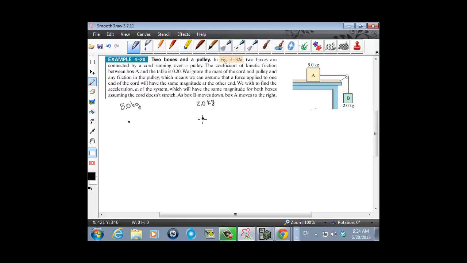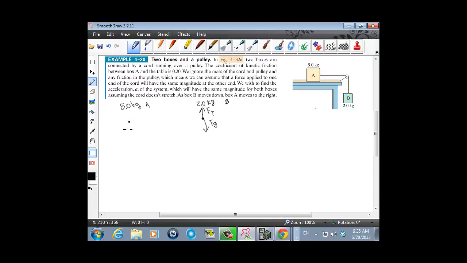So what forces, let's do, this is box B, this is box A. What forces are acting on box B? We have gravity down, and we have the tension, which is usually FT, but sometimes I forget and just write T. Are those two forces necessarily equal? No, because we are accelerating downward. So gravity has to be bigger.